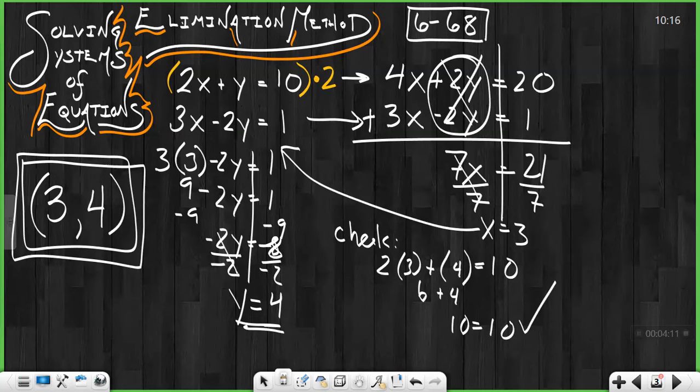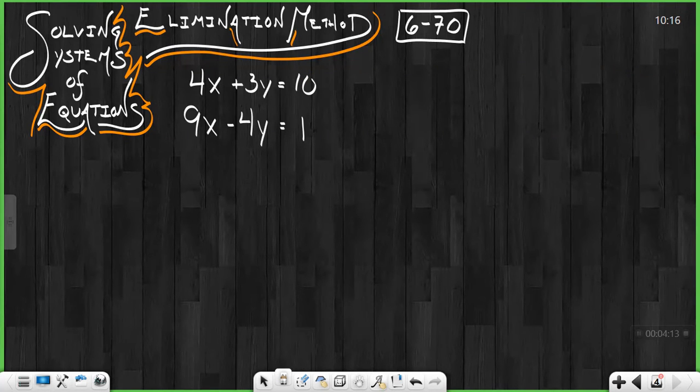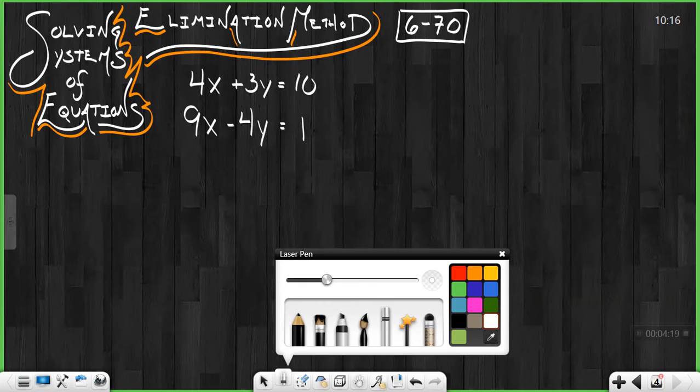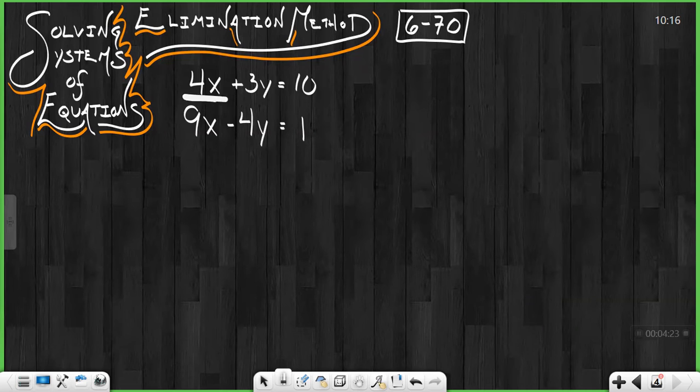Let's take a look at another example. All right, this one now. Take a moment to look at it. Is there anything that I can do to make my terms the exact opposite? Can I multiply 4 by anything to get 9? Well, not a whole number. All right, I need those to be opposite, so I would need it to be -9.